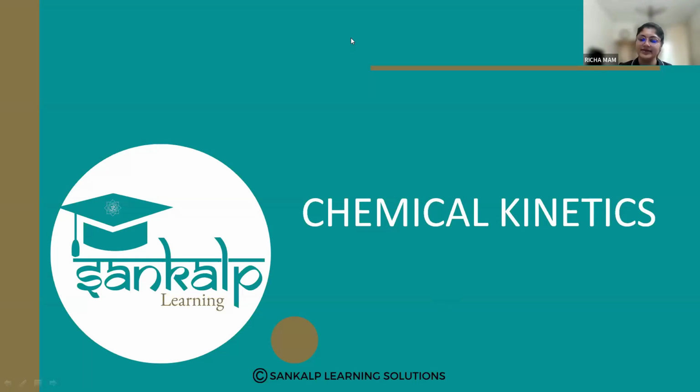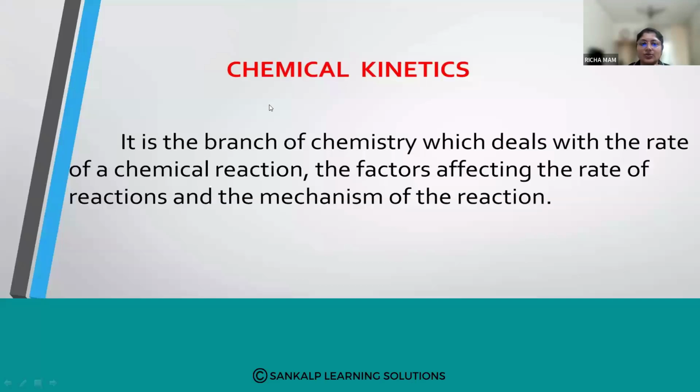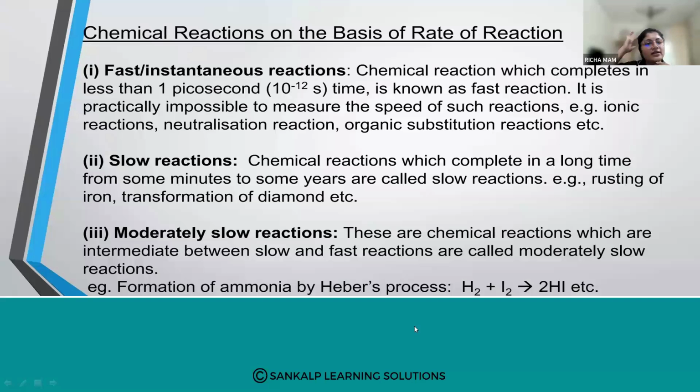Yes, so in the previous class, we started with the new chapter, chemical kinetics. In the last class, we discussed what chemical kinetics is, and then we discussed the rate of reaction. So what is rate of reaction? There are different types of reactions: they can undergo fast reactions, slow reactions, and moderately slow reactions. So this we have seen.